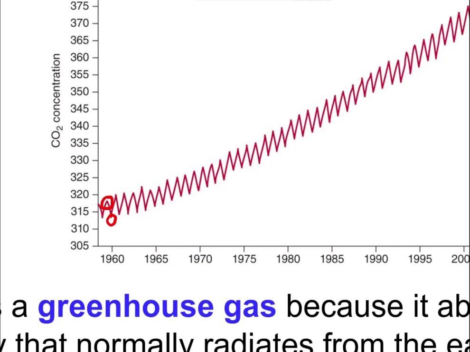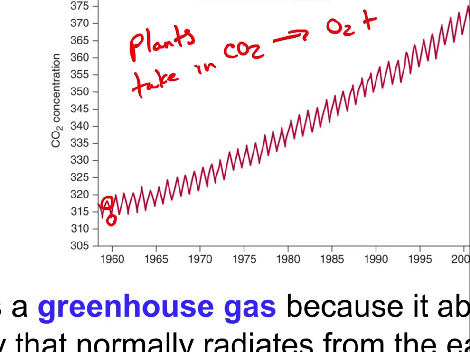So if you're looking at CO2 levels, what is important in carbon dioxide, right? Plants are important for CO2 because plants undergo what's called carbon fixation. So plants are able to take in CO2 and they create oxygen and sugar. All right, so that's carbon fixation and photosynthesis. That's what plants do. So plants take in this carbon dioxide.